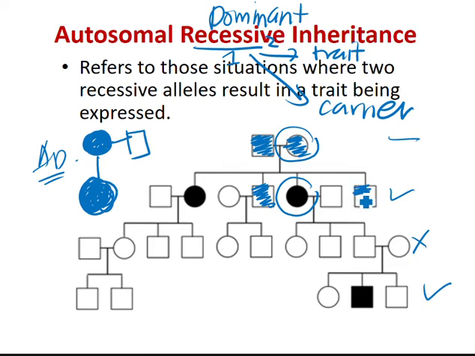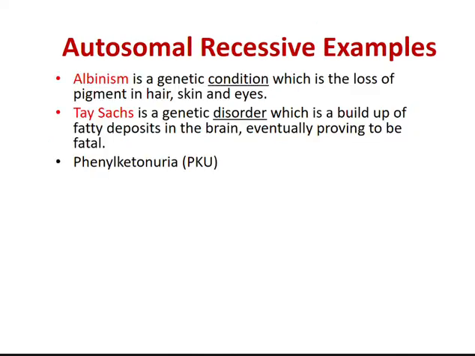Contoh. Diseases that show autosomal recessive inheritance would be albinism, Tay-Sachs, which is a genetic disorder, and phenylketonuria, which is errors in metabolism. They are inherited as autosomal recessive inheritance.